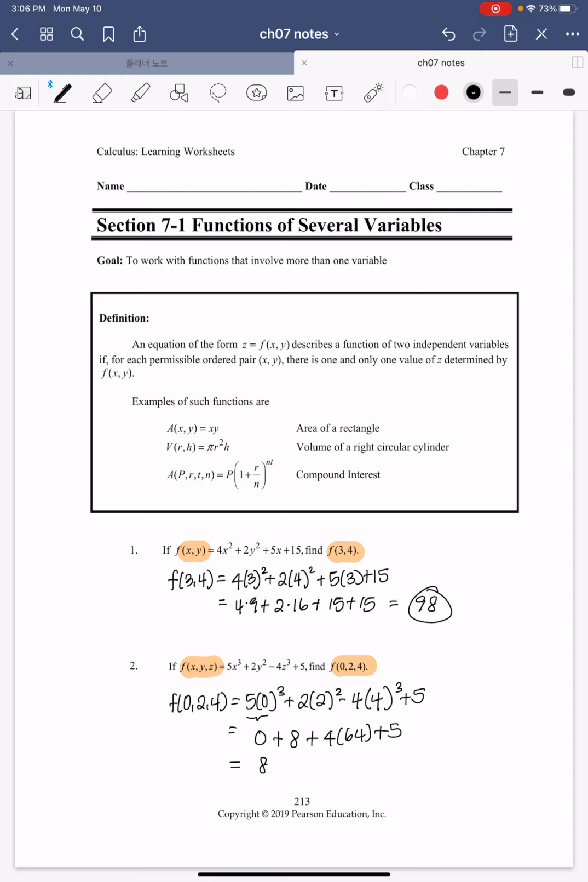Oops, I made a mistake. This should be minus because we have a minus here. 8 minus 256 plus 5. Final answer, I get negative 243. Okay. Pretty simple and easy.